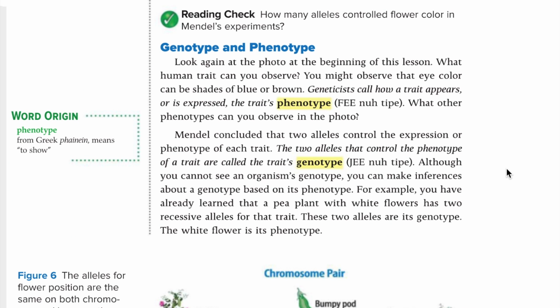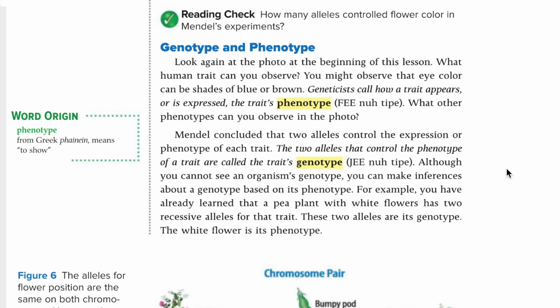Phenotype and genotype. Don't get these confused. Remember, phenotype starts with a PH, like photo. This is what you see. So this is also anything that you can observe. So this is your eye color, hair color, your height, weight, the way you smell. All of those things are phenotypes, things that we can observe about you.